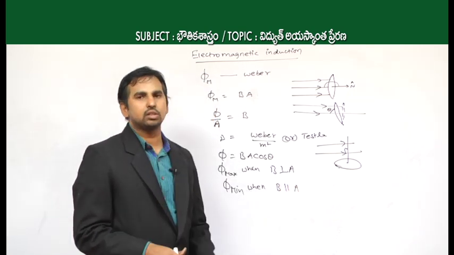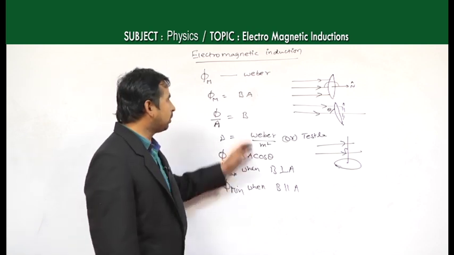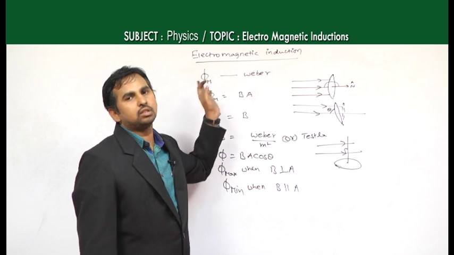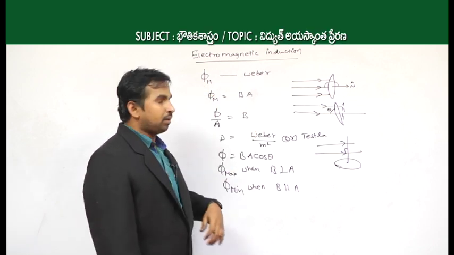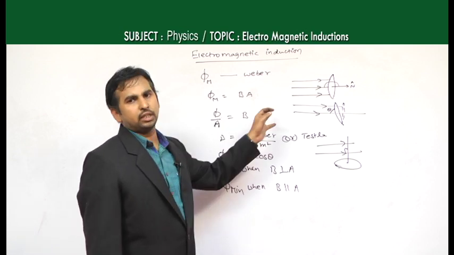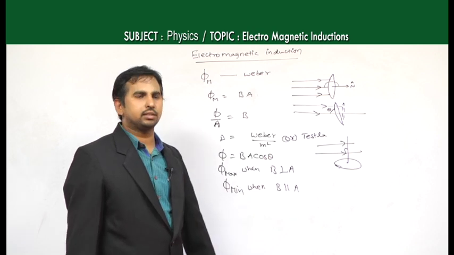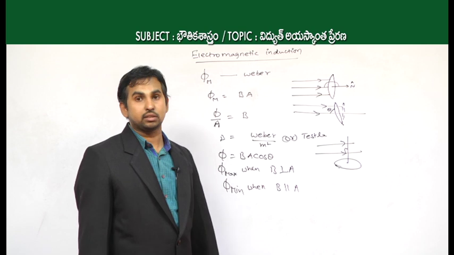Most of the time, on flux, they ask mainly about 3 questions. One is about the SI unit of magnetic flux, which is the Weber, and the SI unit of magnetic field strength, which is Weber per meter square, also called Tesla.